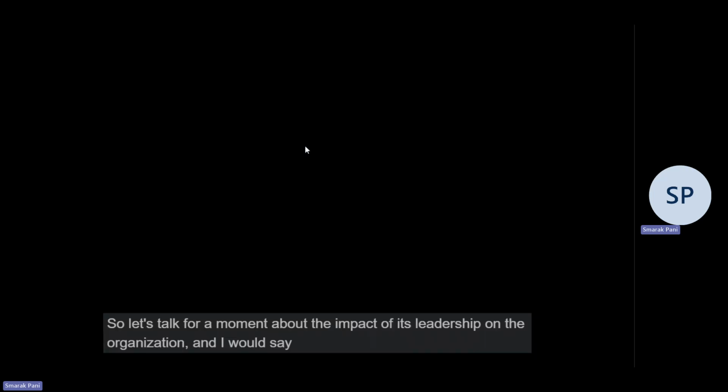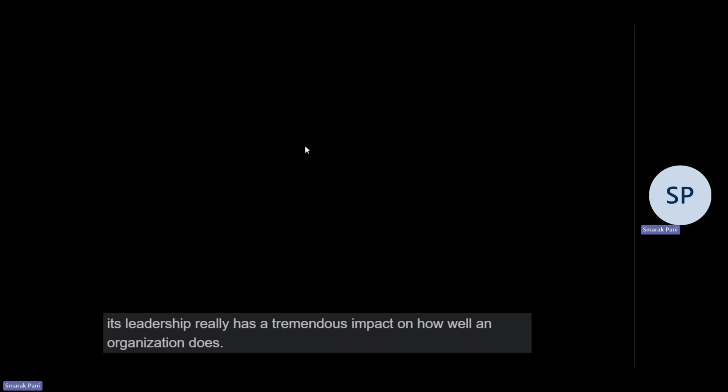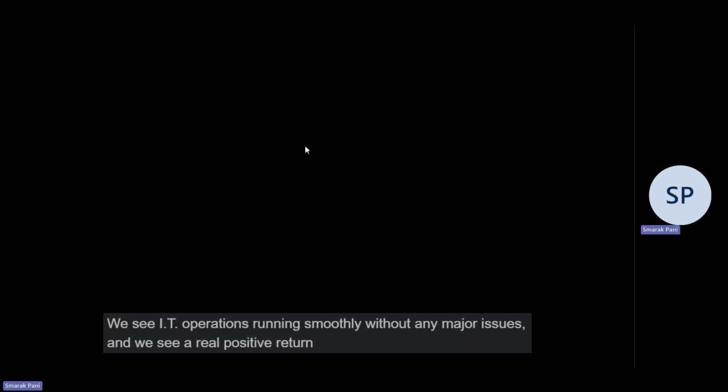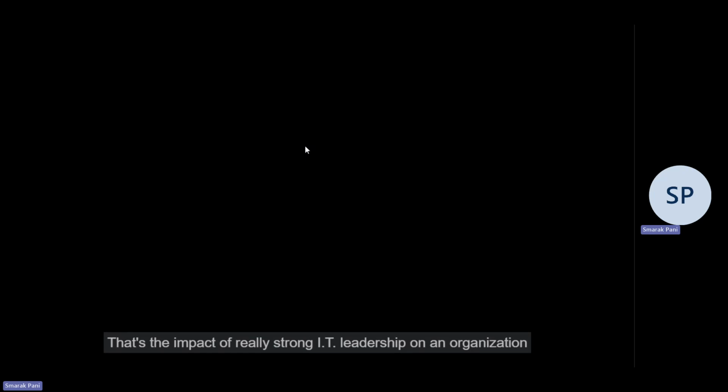Let's talk for a moment about the impact of IT leadership on the organization. And I would say IT leadership really has a tremendous impact on how well an organization does. So it's very, very significant. I would say strong IT leadership really enables the organization. What we see there is IT and the business working together as partners. We see IT operations running smoothly without any major issues, and we see a real positive return on IT spending. That's the impact of really strong IT leadership on an organization.